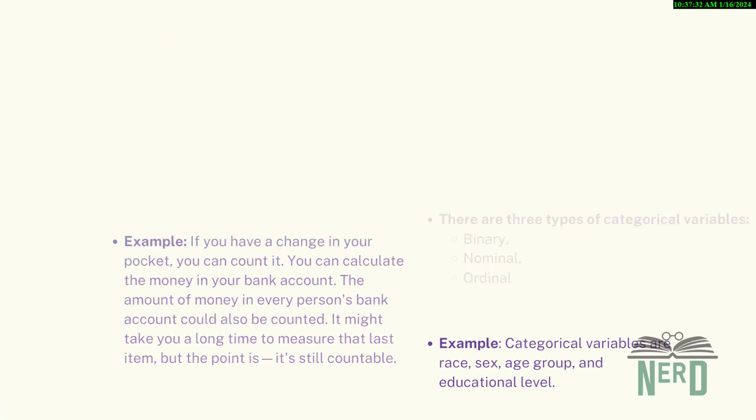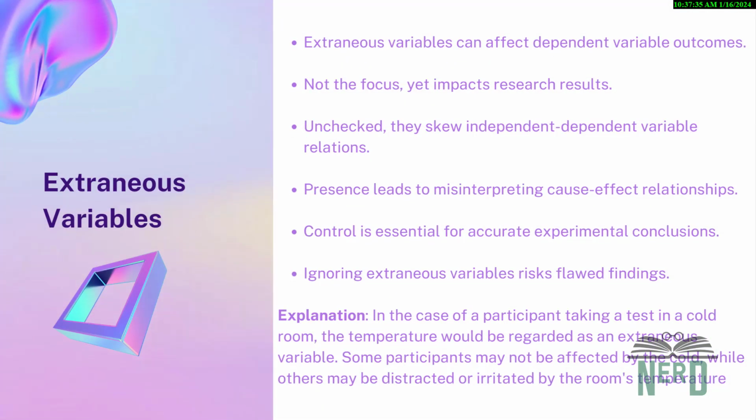Now next we have another variable which is called an extraneous variable. These are the kind of variables that aren't the main focus of your study but can still really mess up your results, right? If you are not careful, they are like uninvited guests at a party who can either liven up or ruin the vibe. For example, say you're doing a study on how well students do on a test. If the room is super cold, some students might be too chilly to concentrate, right? The room's temperature isn't what you're studying, but it could still affect the results.